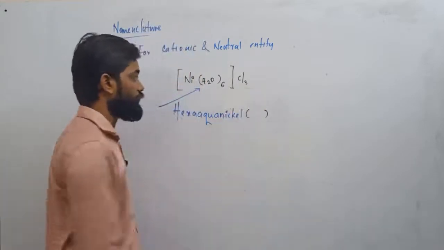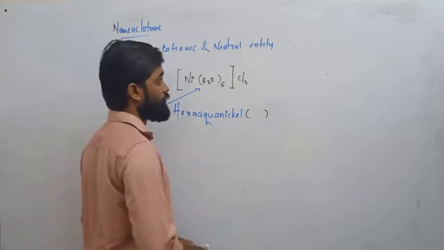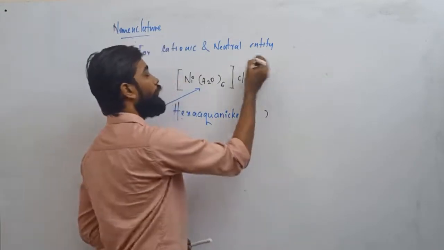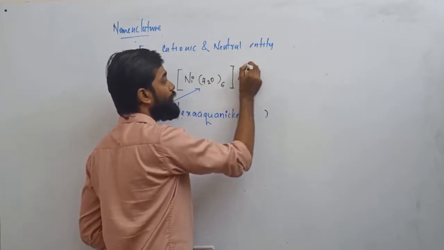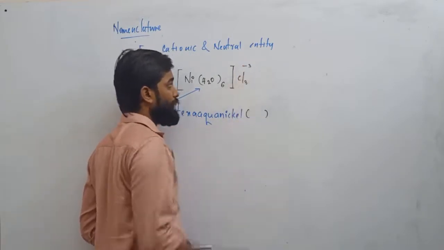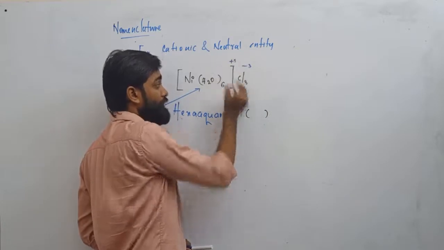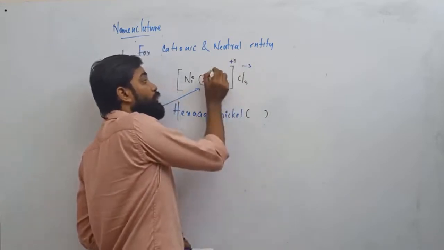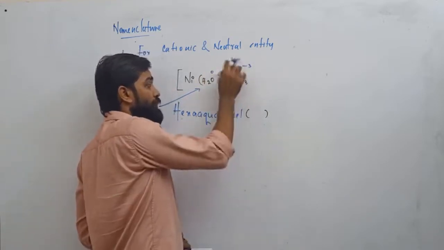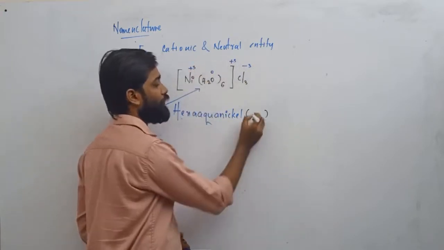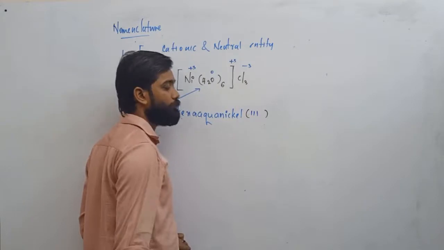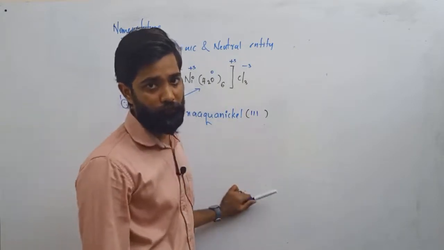So you want to find the oxidation state. How can you find the oxidation state? We already know that the counter ion chlorine has -3 charge in total, so your entity has +3 charge, where the charge of H2O is 0. So this +3 is exactly offered by the nickel. So fine, it is clear that your nickel has a charge of +3.